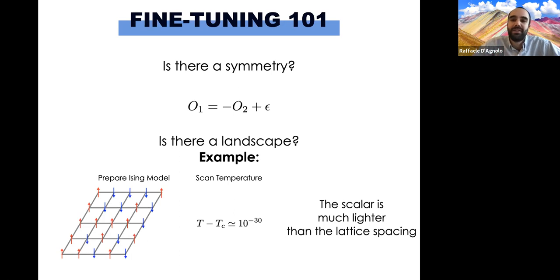So in this case, you would not be too surprised to see a scalar that is much lighter than the inverse lattice spacing, because you have a handle that you can turn and generate a landscape of values for this mass. And if you're very close to the critical temperature, the mass of this scalar is small. And so when I talk about a landscape, I'm not necessarily committing to this string theory construction that some of you are familiar with, but there are also different ideas on the market where this landscape is entirely contained in our universe.